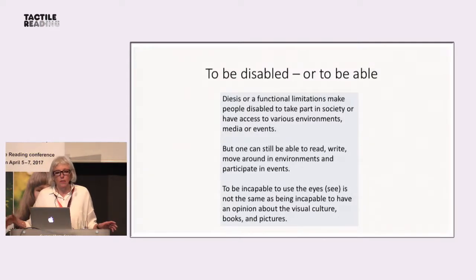What I was thinking of is to be diseased or to be disabled or to be able. Disease or functional limitations make people disabled to take part in society or have access to various environments, media, or events. But one can still be able to read, write, move around in environments and participate in events. To be incapable of using the eyes, the sight, is not the same as being incapable of having an opinion about visual culture, books, and pictures.